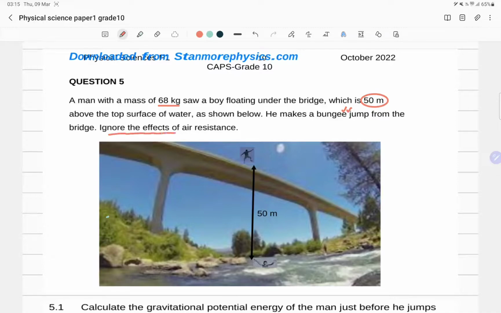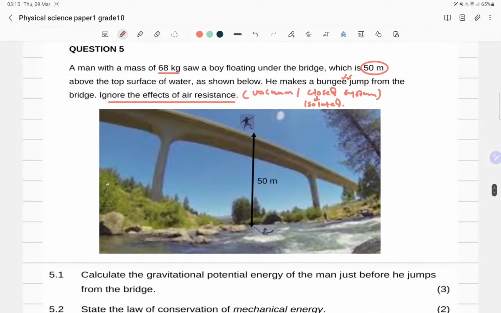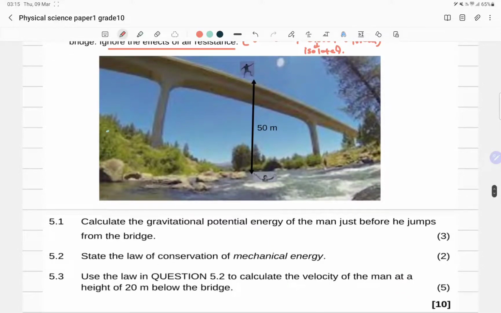Ignore the effects of friction and air resistance. So we are assuming something like a vacuum, or what we call a closed system, or an isolated system. Sometimes you'll hear that word a lot in grade 12. All right, so that is easy. So we can see the diagram right there. There's the man, he's doing his own thing there. There's the boy. So he's trying to save the boy actually, okay? So it's a good thing.